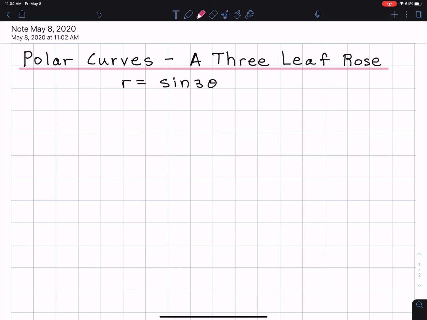Okay, in this video, we are going to sketch a 3-leaf rose, and this is a polar curve, r equals sine 3 theta, and we're going to go ahead and sketch the graph of that. Well, what we're first going to do is sketch the graph of r equals sine 3 theta along a theta r axis, or plane, I should say.